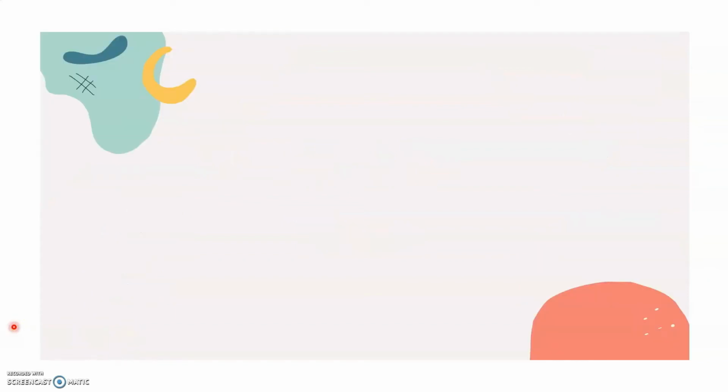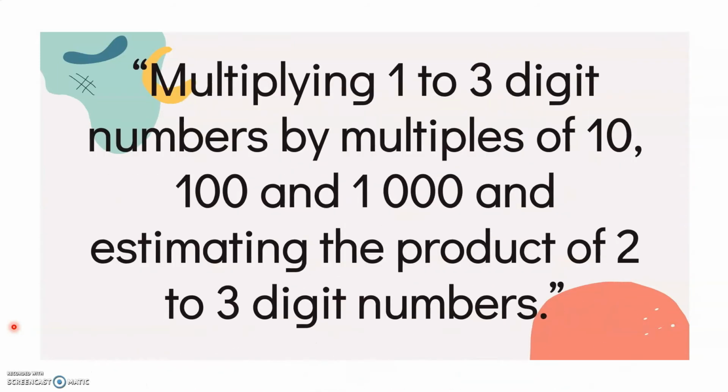For today's session, we'll be discussing multiplying 1 to 3 digit numbers by multiples of 10, 100, and 1000, and estimating the product of 2 to 3 digit numbers. But first, let's focus on multiplying 1 to 3 digit numbers by multiples of 10, 100, and 1000.